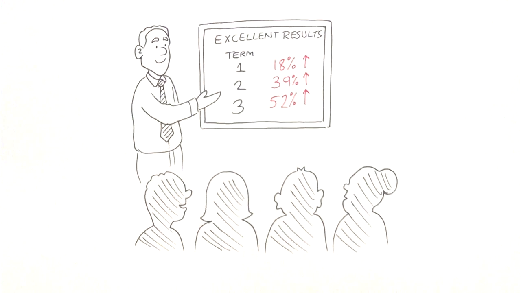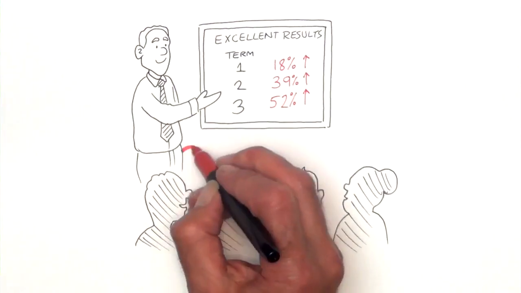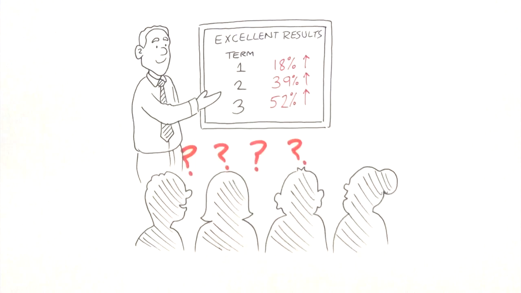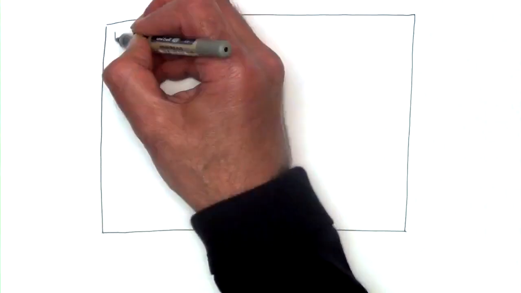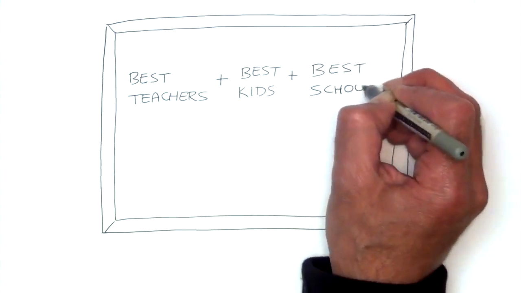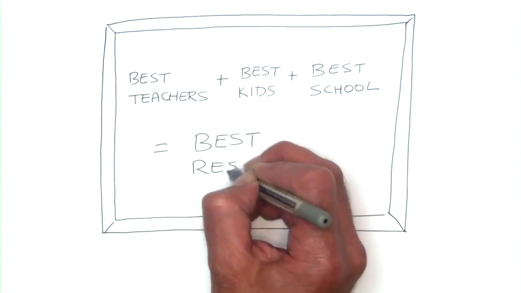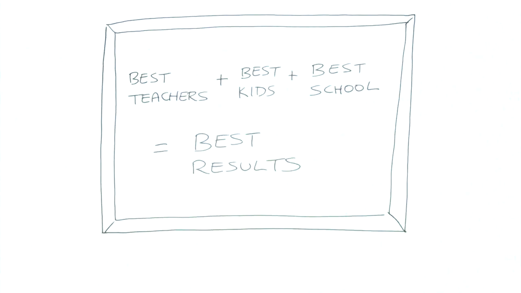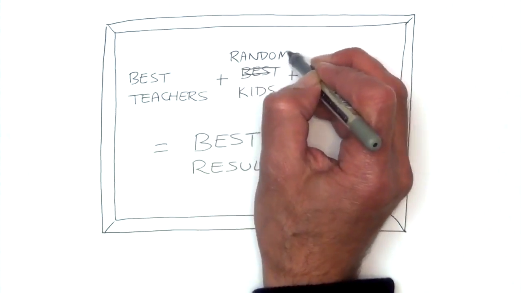And Rosenthal asked the teachers, well, what do you think? At this point, the teachers were at best a little confused why the study had even taken place. Because if you give the best teachers to the best kids with the best school, you're going to get the best results. And then Rosenthal dropped the bomb. Actually, I chose the kids at random.